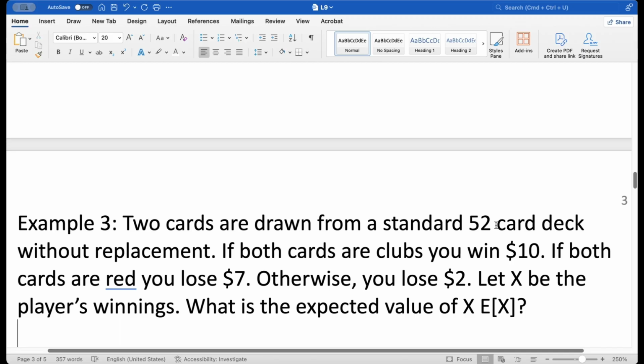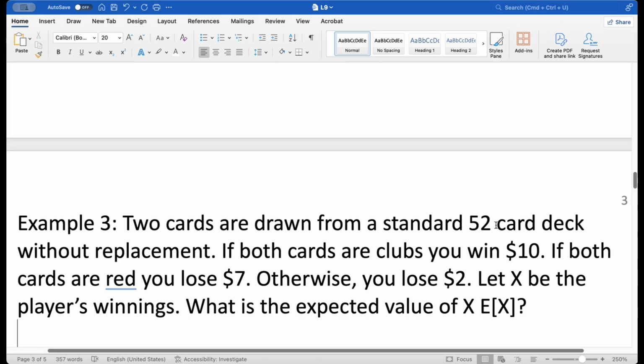Okay. All right, example 3. Two cards are drawn from a 52 card deck without replacement. If they're both clubs, you win $10. If they're both red, you lose $7. Otherwise, you lose $2. Let X be the player's winnings.